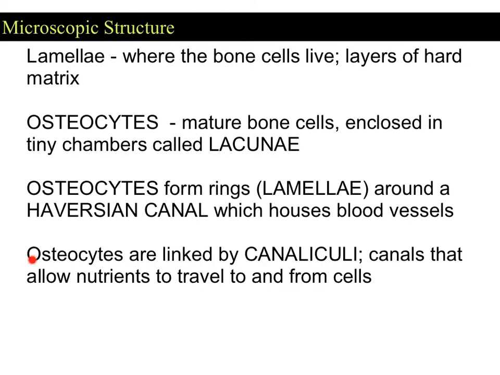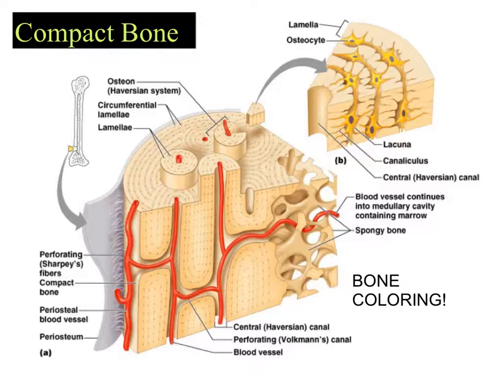Now, because the osteocytes right here are hardwired in the lamellae, you don't actually have a way for them to get nutrients other than those little canals that we talked about, called the canaliculi. Remember, don't say canaliculi. That's weird. Canaliculi. And they are canals that allow nutrients to travel to and from the cells. So that's how the bone cells get their nutrients.